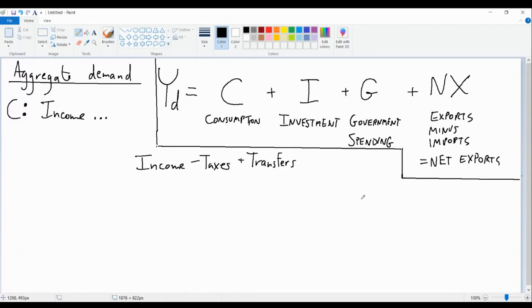Okay. So income minus taxes plus transfers. That's the income we're really talking about here. That's what matters for your spending, and that is called disposable income. Right? Because you don't get to spend your taxes, but you actually do get to spend any transfers that you get.